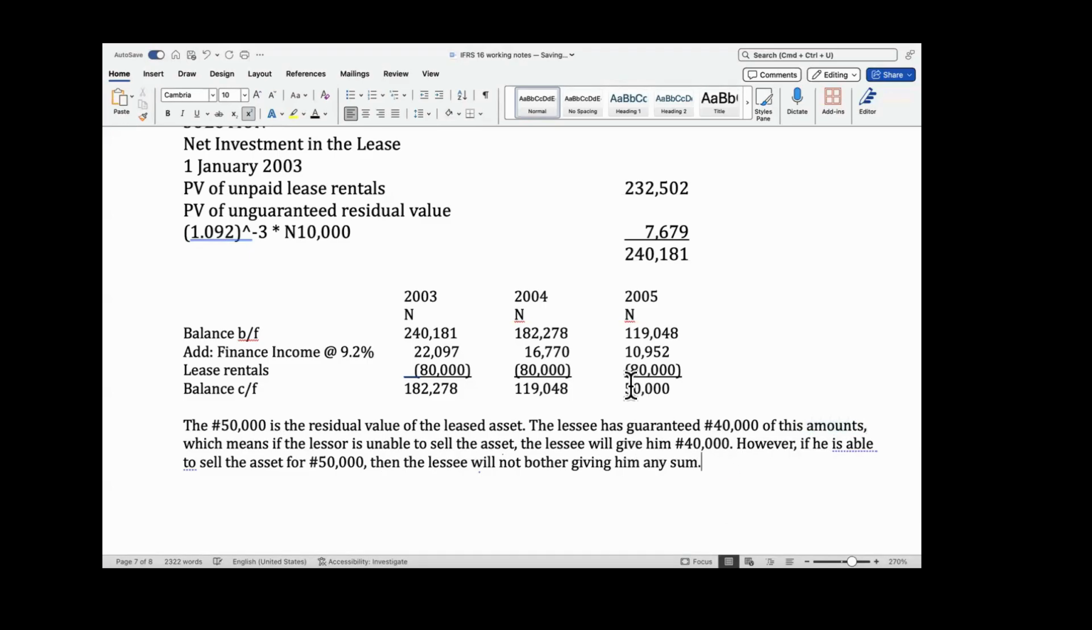So that's the whole idea of this residual value, whatever is remaining. Out of this amount, he has been guaranteed 40,000. But if he's able to sell the asset for this 50,000, then the lessee will not bother giving him anything. But if he's able to sell it for, let's say, 20,000, that means the lessee will have to make up with 20. Because the minimum guarantee is 40, at the bare minimum, he has to get 40.